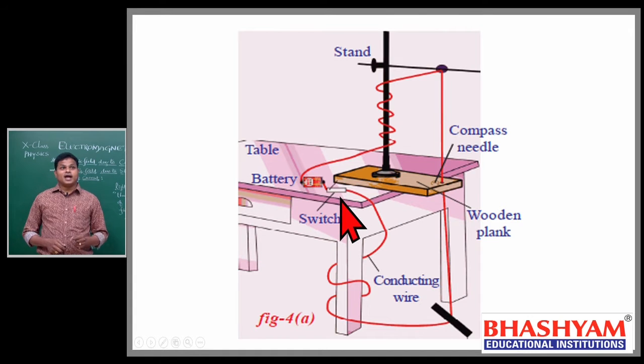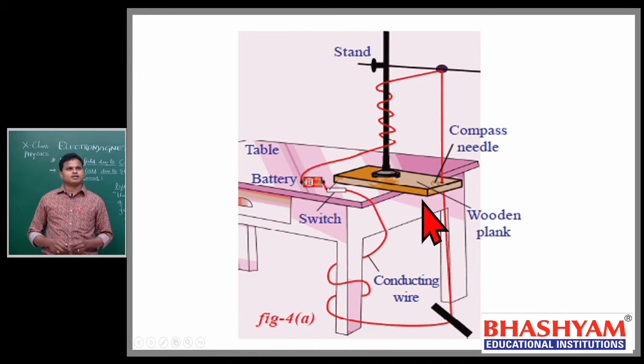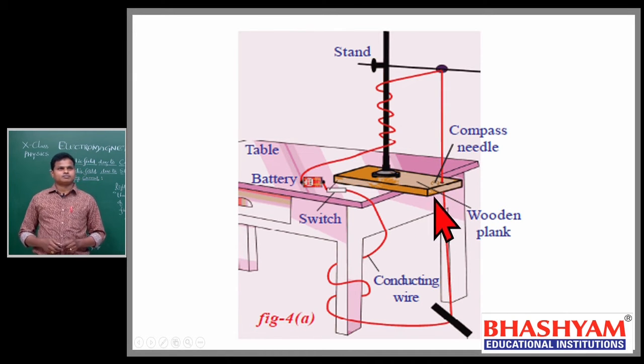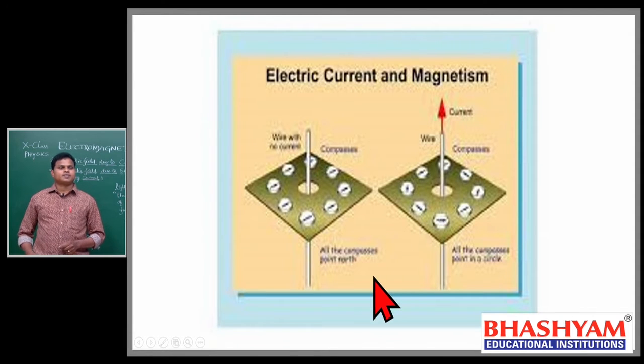Then the magnetic compass needle is deflected, meaning it is directed tangent to the circle. They are in this way. Actually, the magnetic compass needle shows the north-south direction. Whenever the current passes through the wire, the magnetic compass needle is directed tangent to the circle.